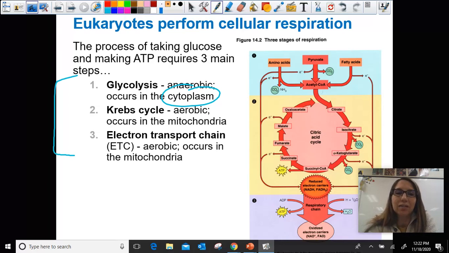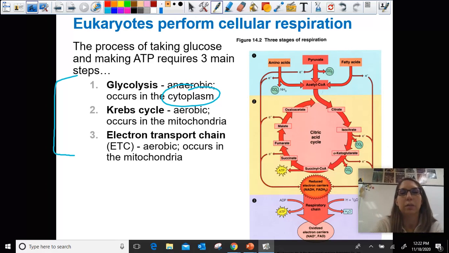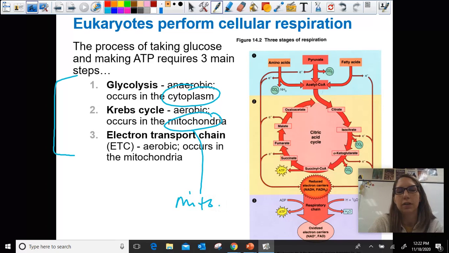Following glycolysis, if there's oxygen present, we can go on into the mitochondria. In there, we're going to perform the second step of aerobic respiration, which is called the Krebs cycle. Krebs cycle, because it's aerobic, is going to be requiring oxygen. And really, you can think of any step that's involving the use of oxygen as being aerobic and as also occurring in the mitochondria. So the Krebs cycle occurs in the mitochondria, and specifically, we could say this is in the mitochondrial matrix.